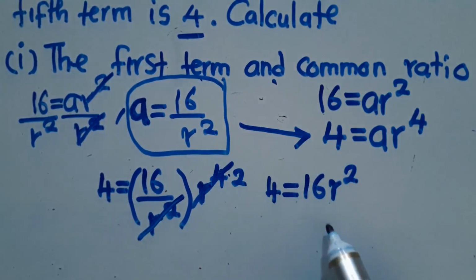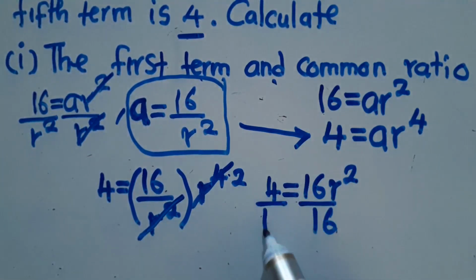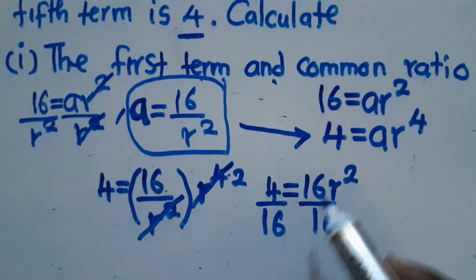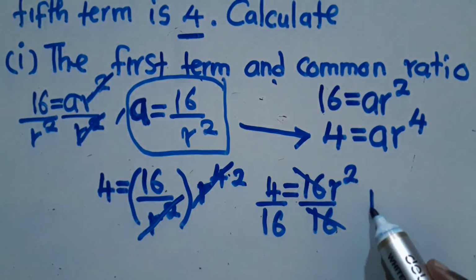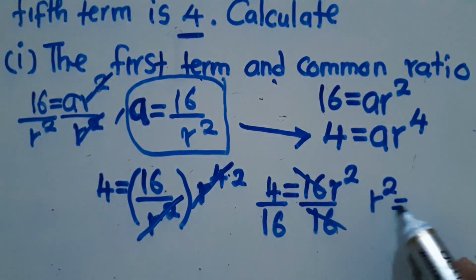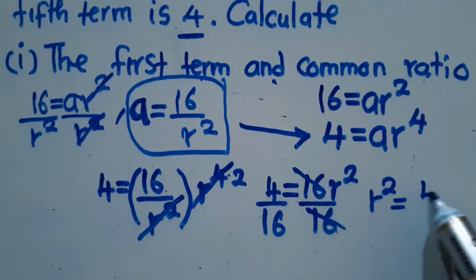What am I supposed to do here? I divide by 16. Even here I divide by 16. 16 cancelled. This is what I need to do. These two need to cancel each other. So after I do this, then I say R squared is now equal to 4 over 16.